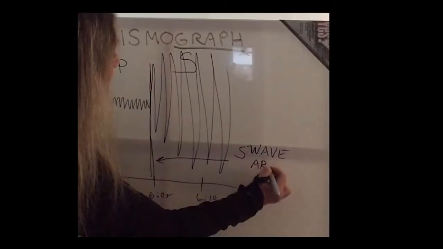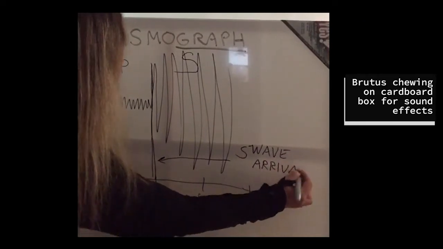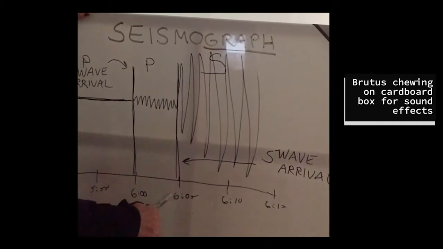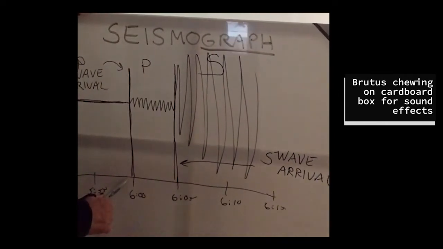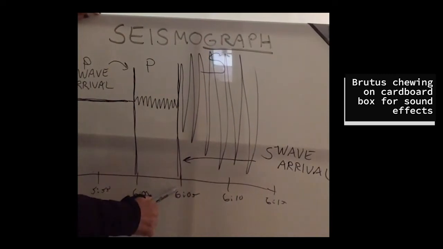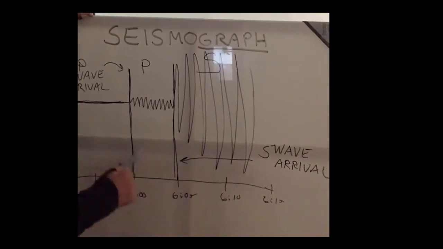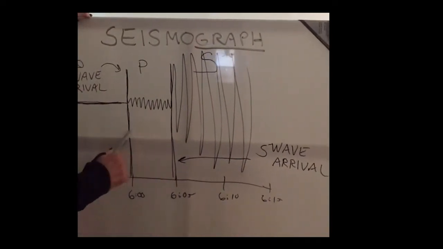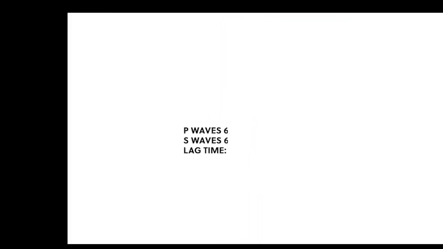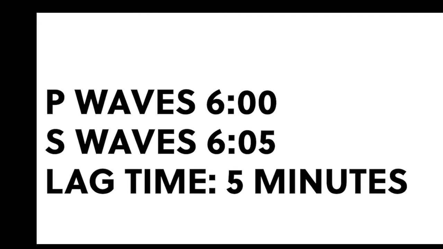So this is the time they came in, which is 6:05. So at 6 o'clock we have P waves, and at 6:05 in the morning we have S waves. The difference between them is called the lag time. So this time between, which is 5 minutes, is the lag time.